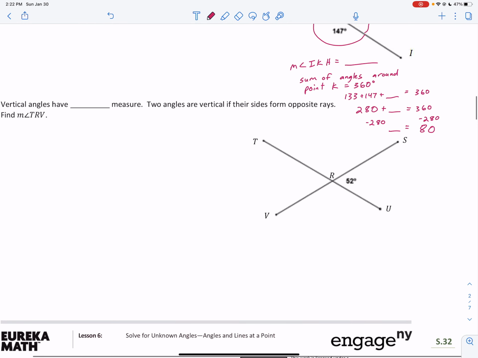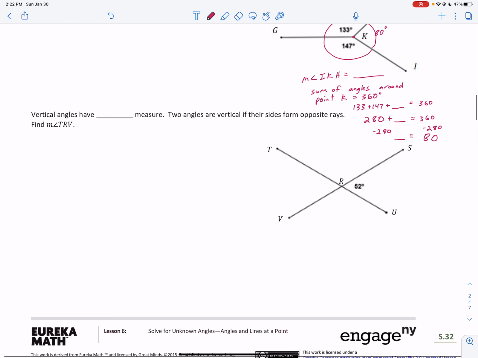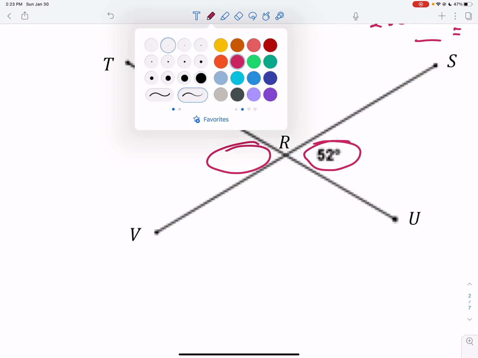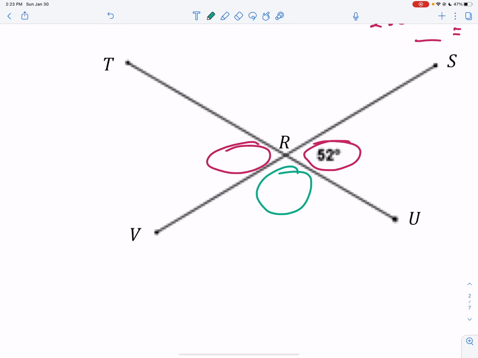Now this one I'm not going to belabor too hard. We can use a lot of different things. Vertical angles have blank measure, equal measure. Two angles are vertical if their sides form opposite rays. So in this case, the answer to this would be equal measure. Vertical angles have equal measure. And just as a reminder, this and this are vertical angles. And this are vertical angles.